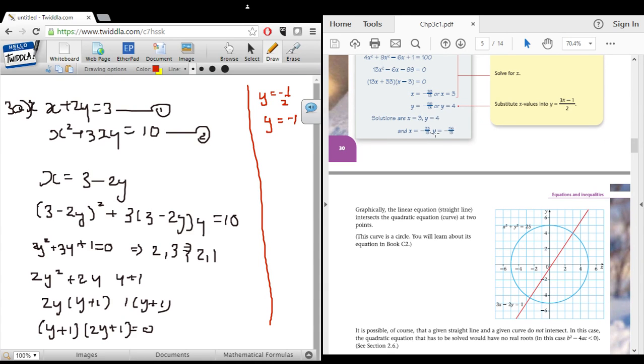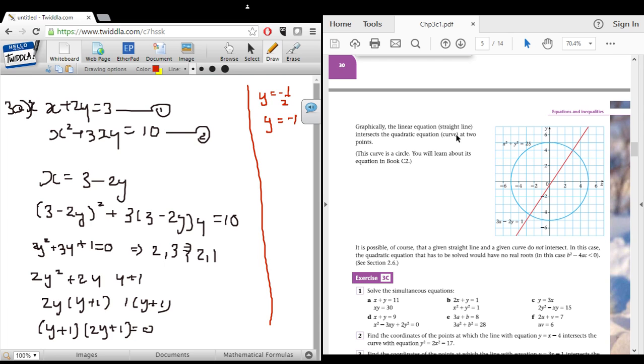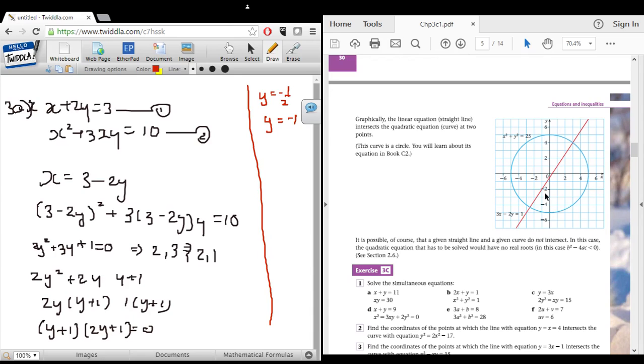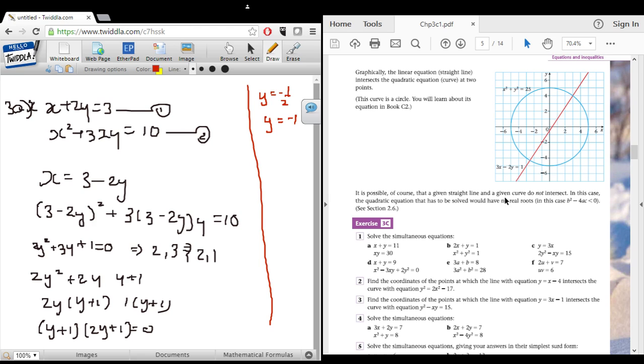You get a fraction here. Now graphically, the linear equation, a straight line, intersects the quadratic equation curve at 2 points. This curve is a circle. You can learn about this equation in book C2. So this is something for C2, but they just put it here to try to give you a more holistic understanding.